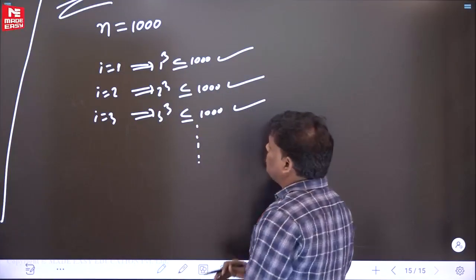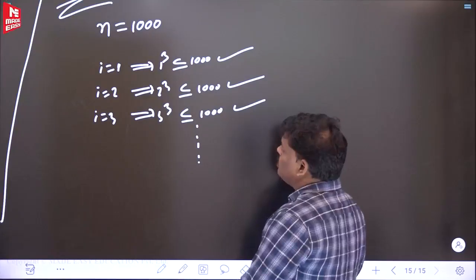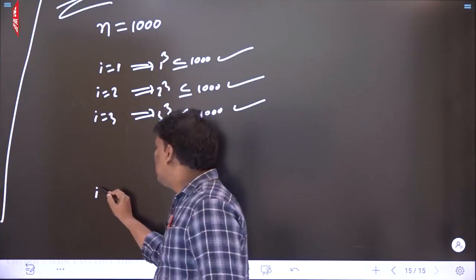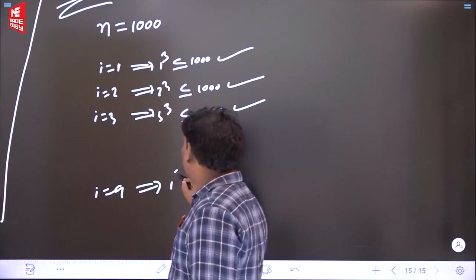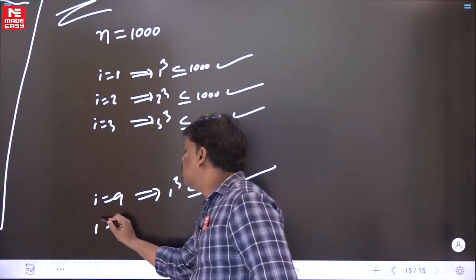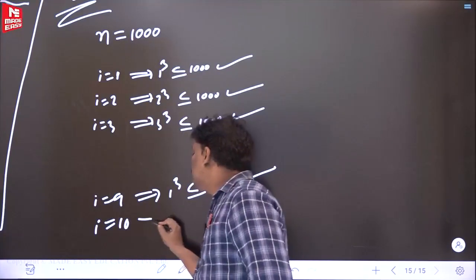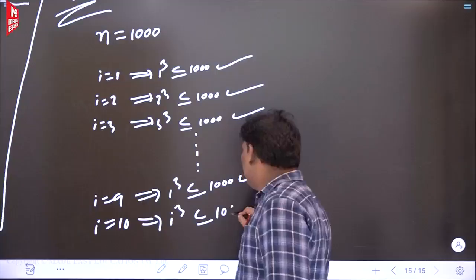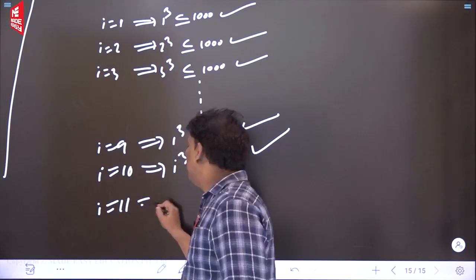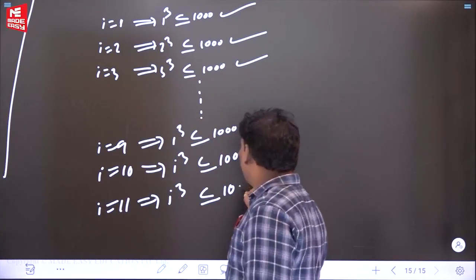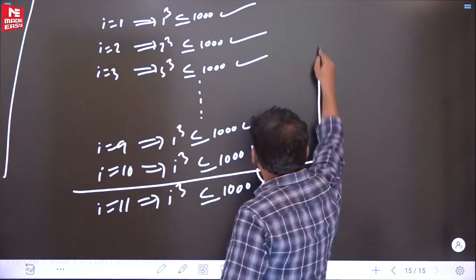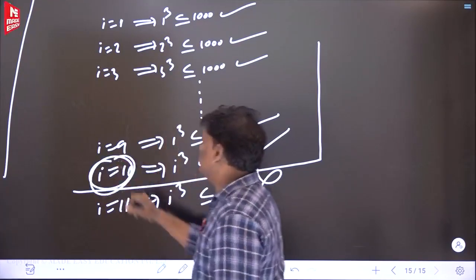Every time, check I cube is less than or equal to 1000. For initial I value 1, I cube is less than or equal to 1000, true. Continue. Now see the answer: I is equal to 9, I cube is less than or equal to 1000, this is also right. Next, I is equal to 10, I cube is less than or equal to 1000, this is also true. Next, I is equal to 11, check again, I cube is less than or equal to 1000? No, fail. Wherever the fail happened, the largest I which passed is the cube root, that is what the definition is saying.